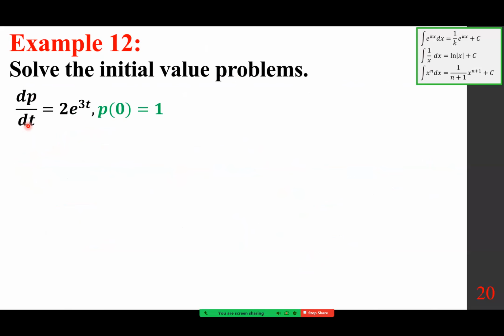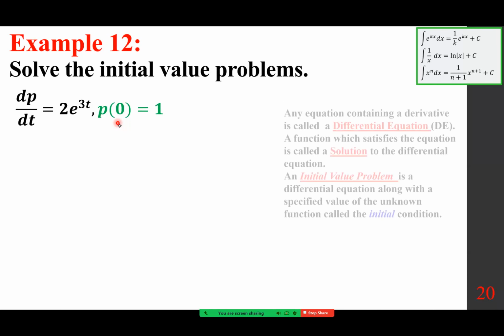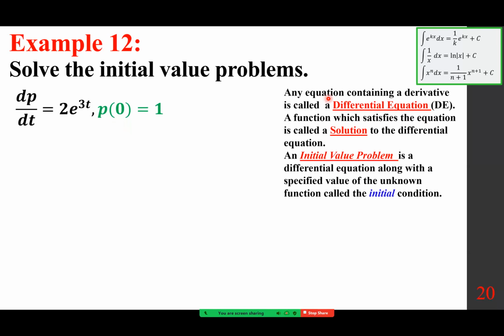Solve the initial value problem. dp/dt is 2e to the power of 3t, p of 0 is 1. So the question is, what is an initial value problem? Any equation containing a derivative is called a differential equation, or DE. A function which satisfies the equation is called a solution to the differential equation. An initial value problem is a differential equation along with a specified value of the unknown function called the initial condition. So if you forget about the initial condition, which is a pair 0, 1, we have been dealing with the differential equation. So we are going to ignore it for a moment.